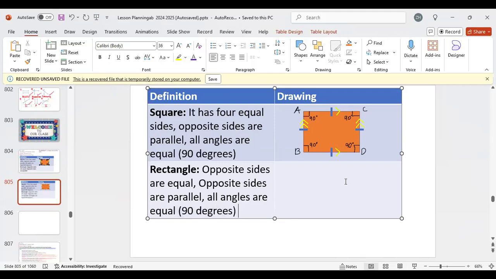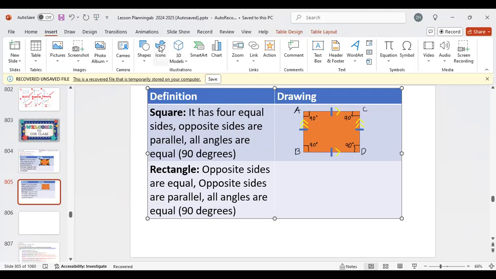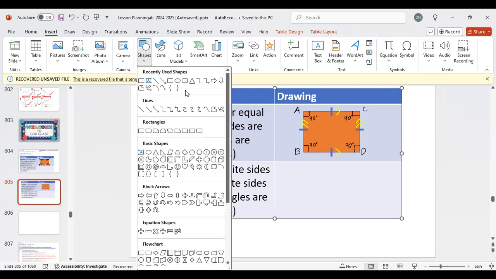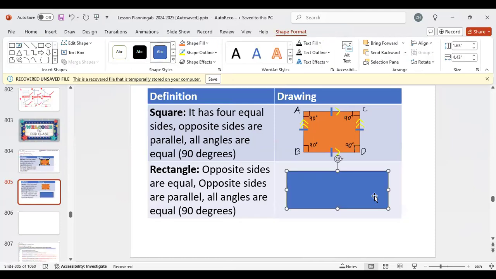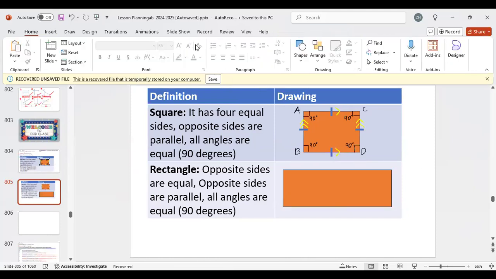Okay, go ahead. You're saying if all angles are not equal, it's a square? No, I'm saying if all sides are equal, then it's a square. If all the sides were equal, it would have been a square. You understand me? Yes, sir. Good. So this right here is a rectangle, certainly different from the square.